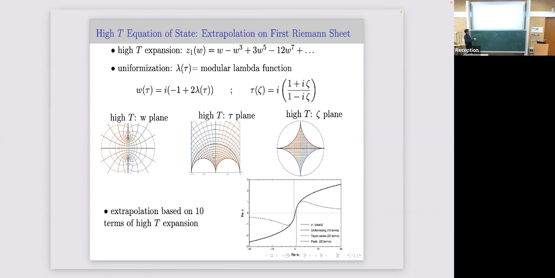So this is what you find. I'm sorry, these figures are probably too small to see, but this is the real part of Z versus the real part of W, and that's the equation of state on this first sheet. The solid line is exact, and the dashed line is what you get from this uniformizing map starting with 10 terms.